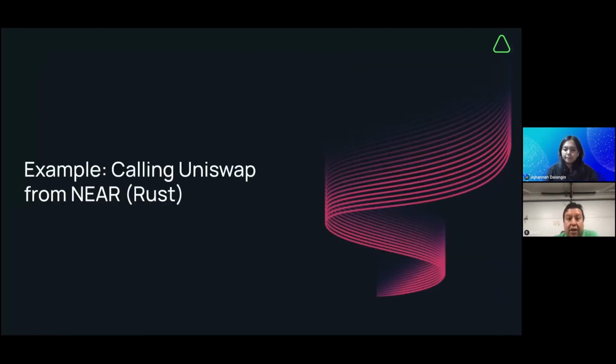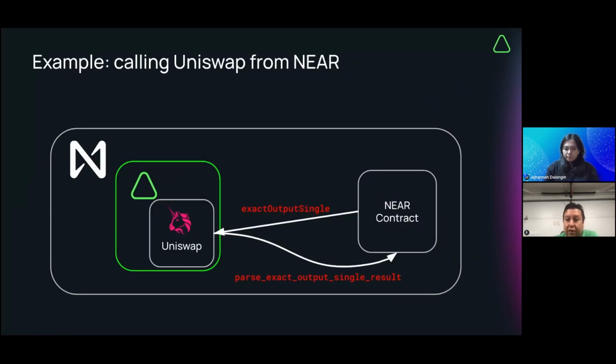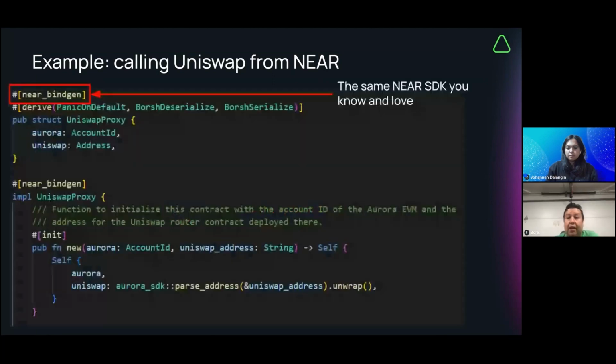But I will go quickly through this one, so you can see that the same idea applies, right? It's basically just you send something and then wait back for some kind of callback. This is a little different because as you see, now we're talking Rust, but the concept is the same. You basically call the NEAR SDK, and then you use the SDK to call contracts in Solidity in Aurora, right?